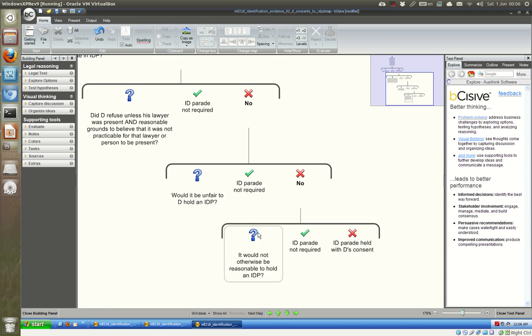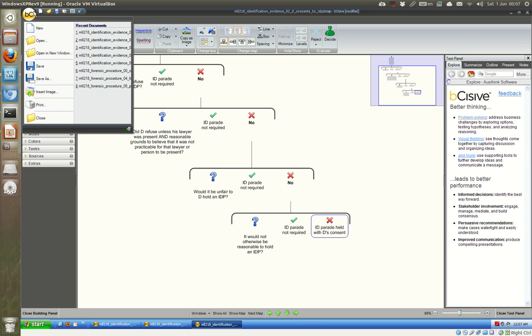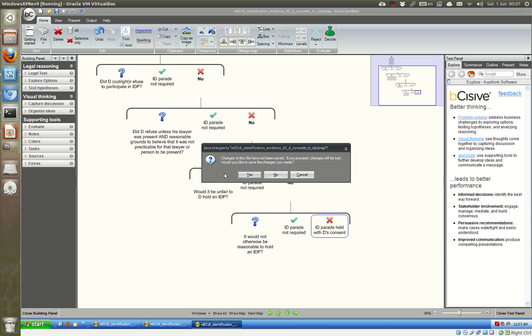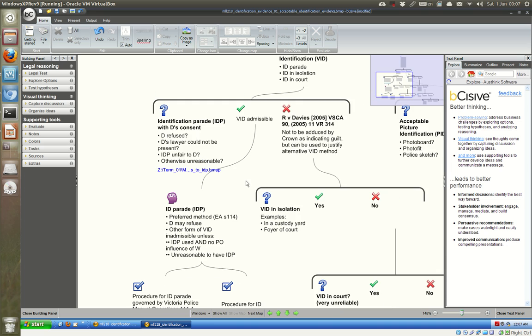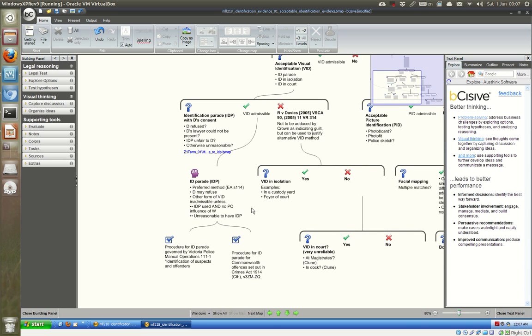But assuming that it's none of these four scenarios, it's probably going to be the case that an identification parade was held with the accused's consent, and for our purposes we're going to assume that the accused was identified by the witness.